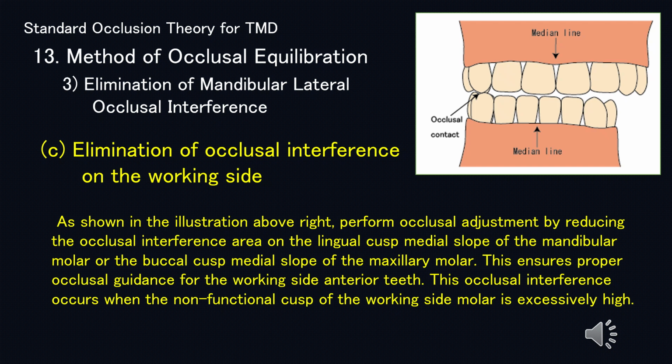As shown in the illustration above right, perform occlusal adjustment by reducing the occlusal interference area on the lingual cusp medial slope of the mandibular molar or the buccal cusp medial slope of the maxillary molar. This ensures proper occlusal guidance for the working side anterior teeth. This occlusal interference occurs when the non-functional cusp of the working side molar is excessively high.